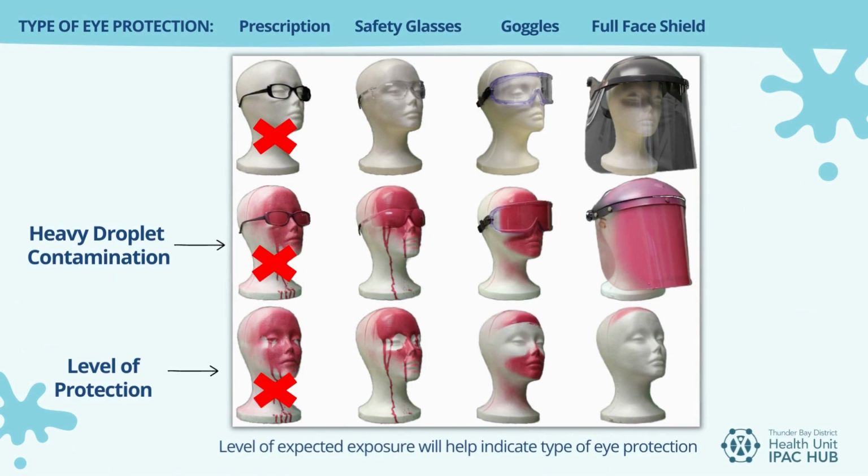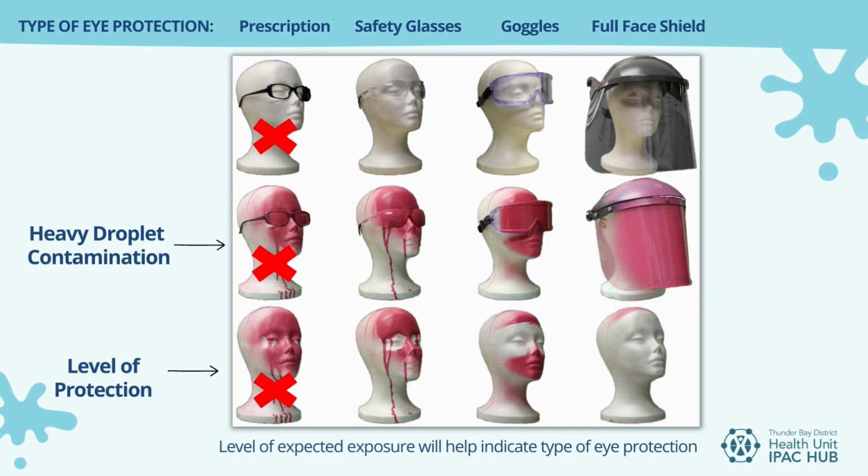This picture here demonstrates the three main types of eye protection, being safety glasses, goggles, and face shields. It also demonstrates that prescription eyeglasses are not a form of eye protection. You can see here that they do not provide any protection. However, you can get prescription safety glasses or safety glasses that fit over your prescription glasses.